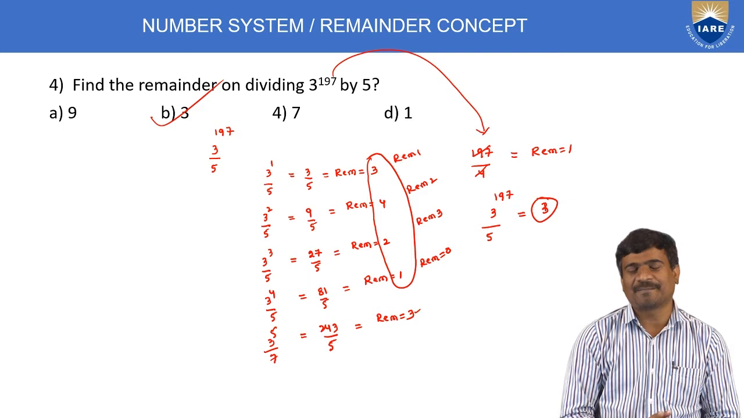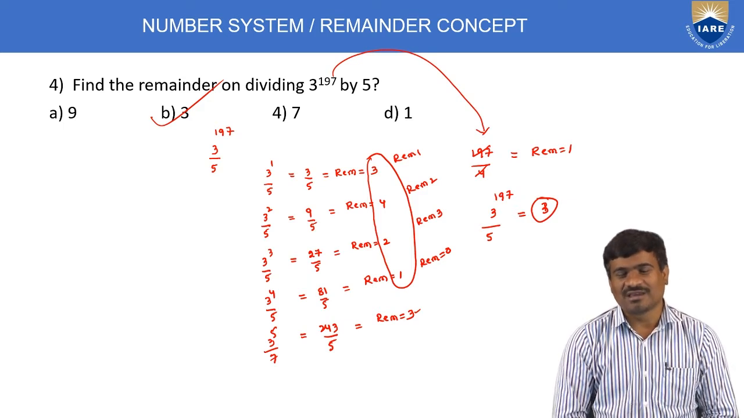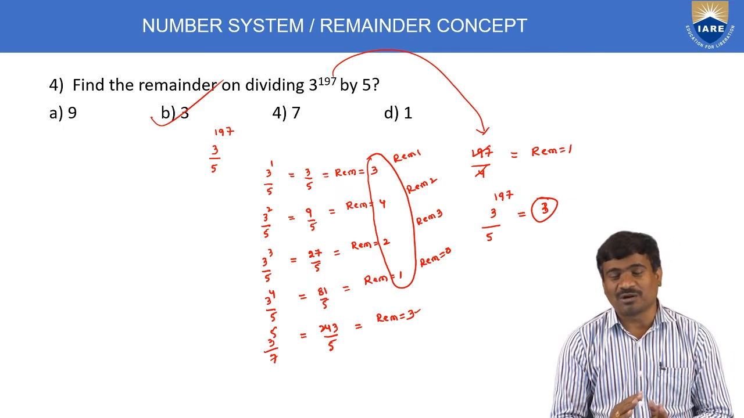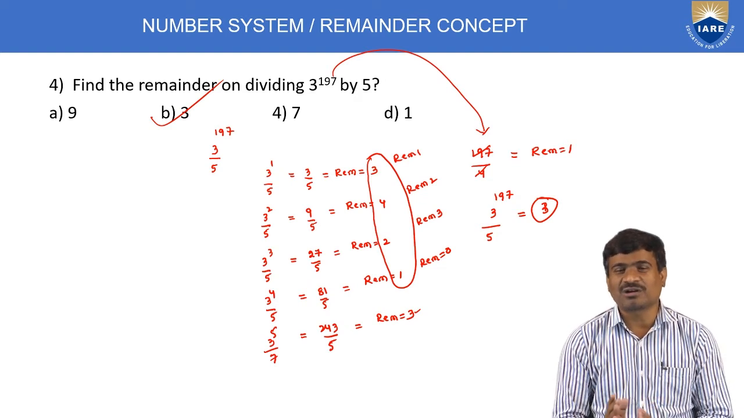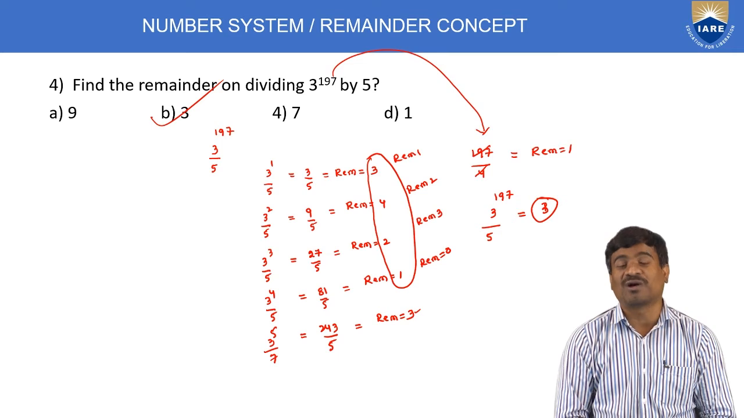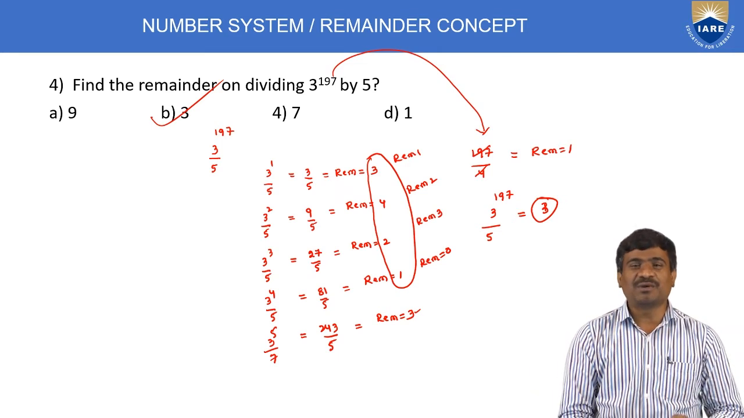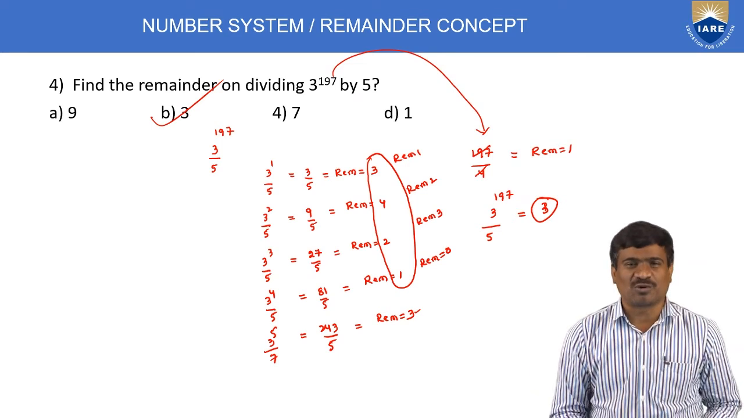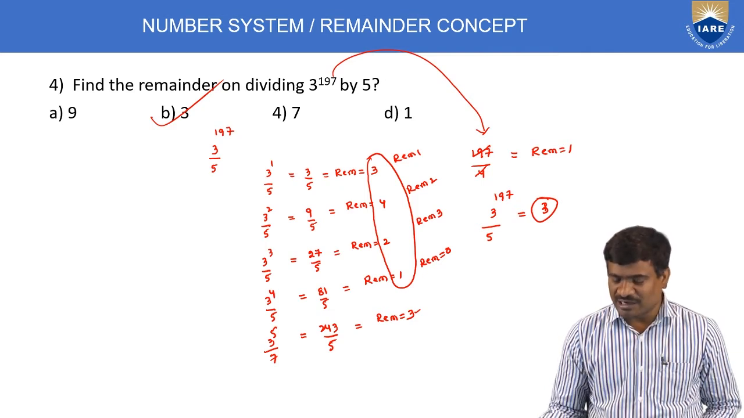Now the second method, second part. Here convert 3 into a multiple of 5, a number near to multiples of 5, so that it converts into a 1. Then the problem solution is easy, because 1 to the power of any number is equal to 1. Here, next, the second method.